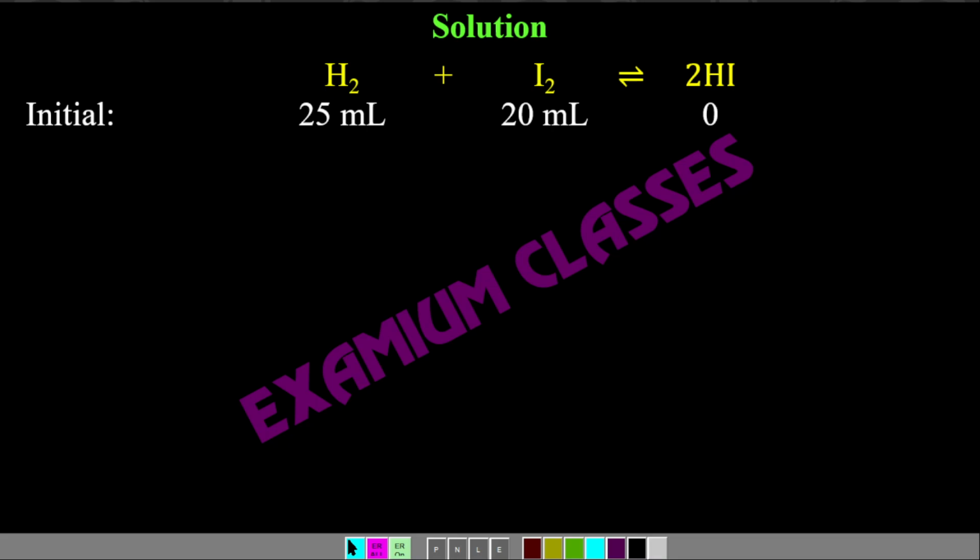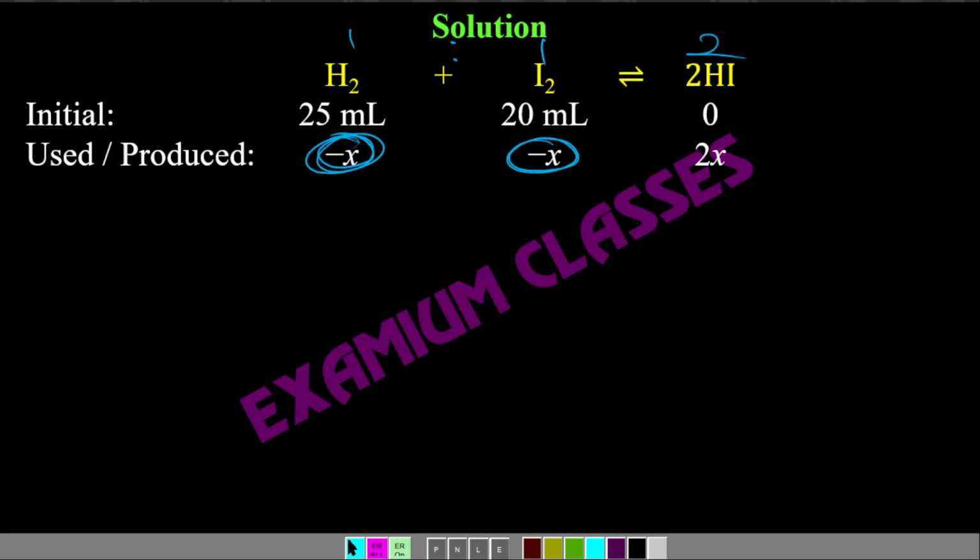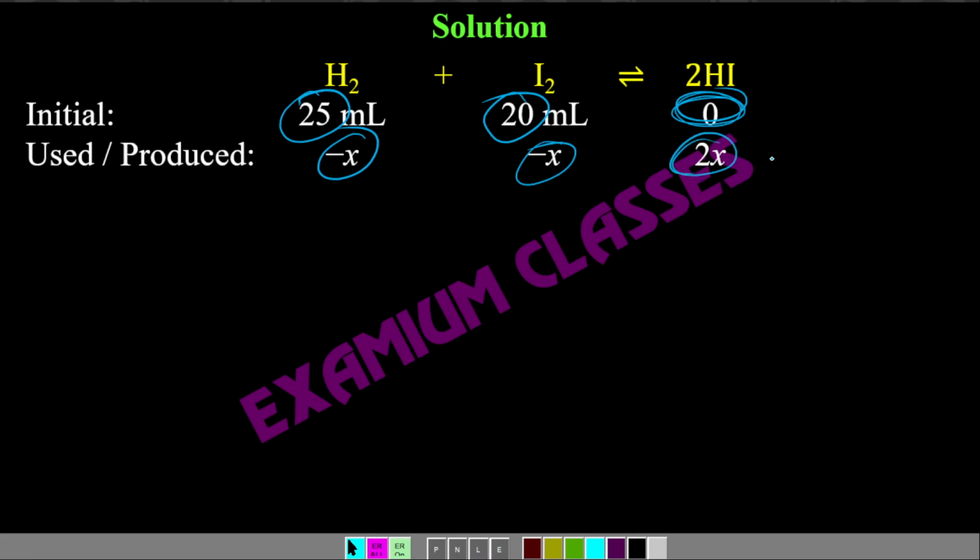Then suppose there is some change, X milliliters used here, the ratio is 1:1:2. So X moles consumed here, the same moles will be consumed here of I2, because the number of moles is 1 and 1, the ratio is 1:1. But twice the moles are produced here, so 2X will be produced. So at equilibrium, what will be the concentrations? We initially had 25, X consumed, so it will be 25 minus X. We had 20 milliliters of I2, X consumed, 20 minus X. We initially didn't have any HI, 2X produced, so it will be 2X only.